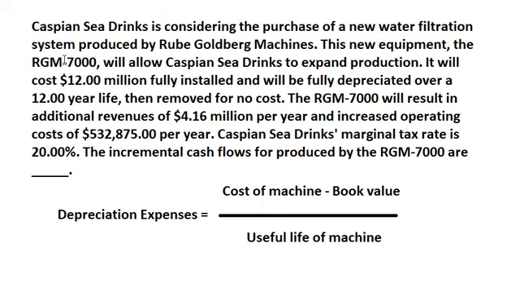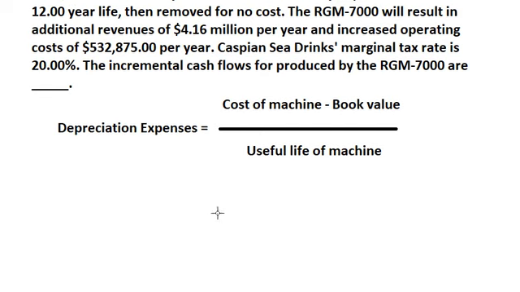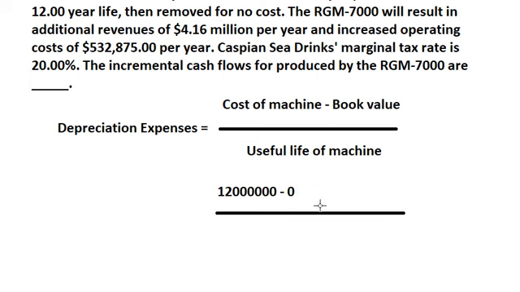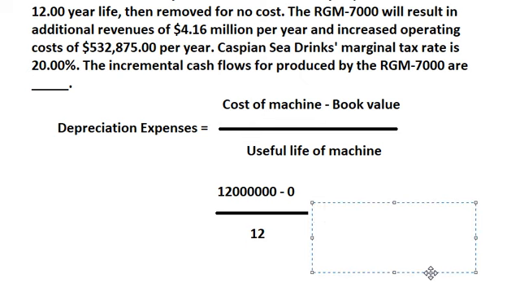So we know that the cost of the machine is 12 million US dollars. The book value in this one is 0, because then we remove it for no cost. And the time is 12. So this one we got 1 million per year.